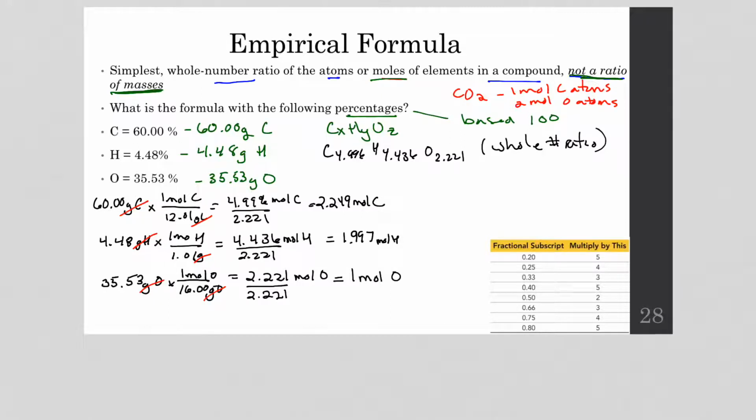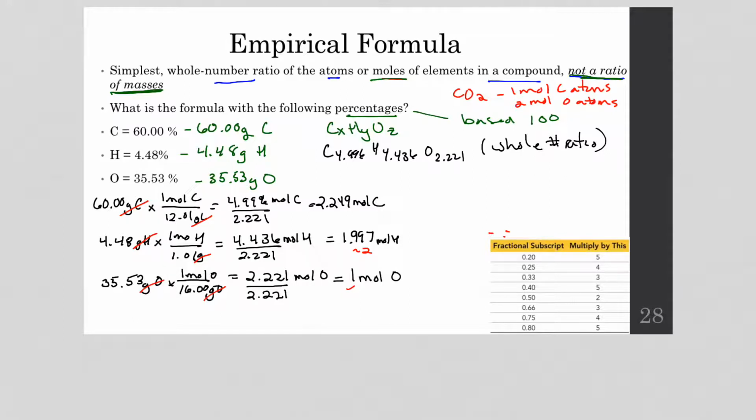So, do we have a whole number ratio now? Well, we're not bad, right? So this is a whole number. This is close to a whole number, right? We could round that to a whole number too. Now, unfortunately, this one is not a whole number, right? It ends in 0.249 or close to 0.25. So this is where this little table comes into play over here.